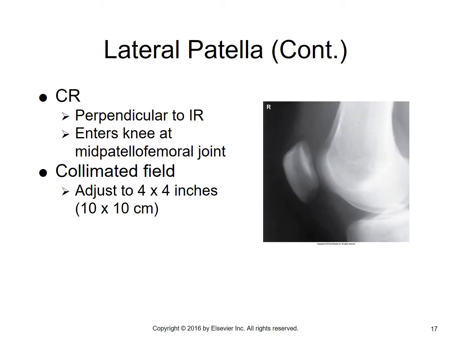Here is a radiograph of a lateral of the patella. Notice looks like they clipped off some of the condyles there of the femur, but that's okay because you're only looking at the patella here. So your central ray is perpendicular to the IR. You're entering the knee at the mid-patellofemoral joint. And small little field here, 4 by 4.